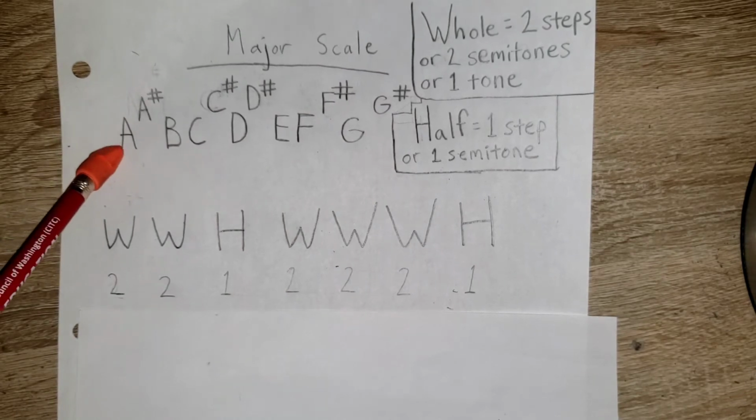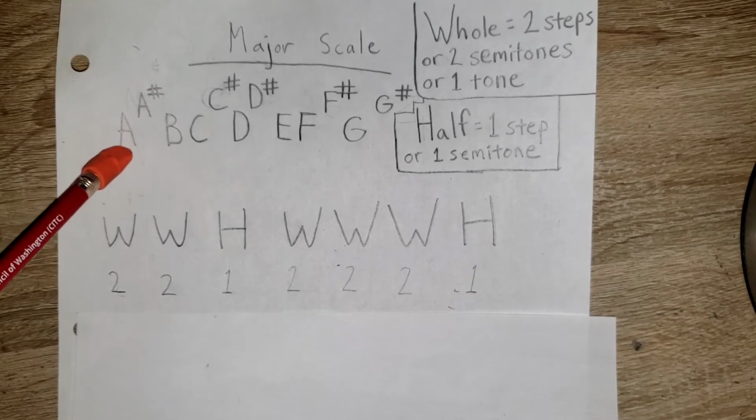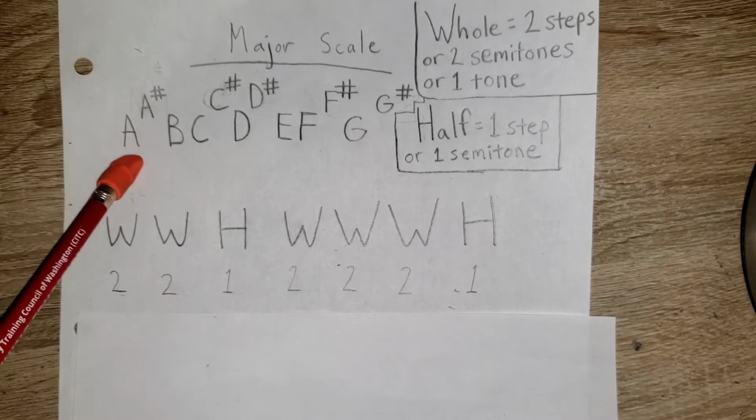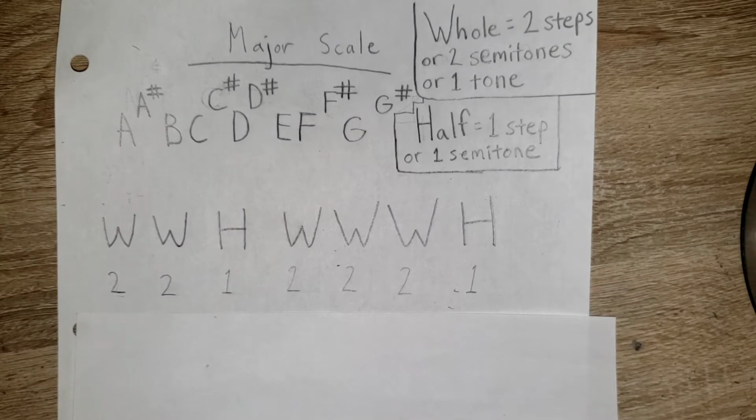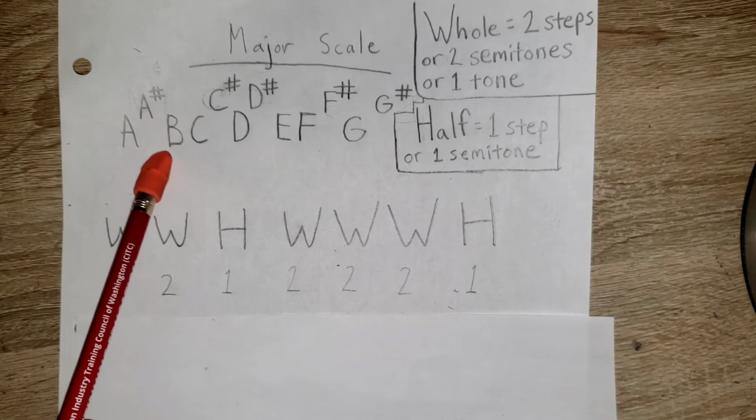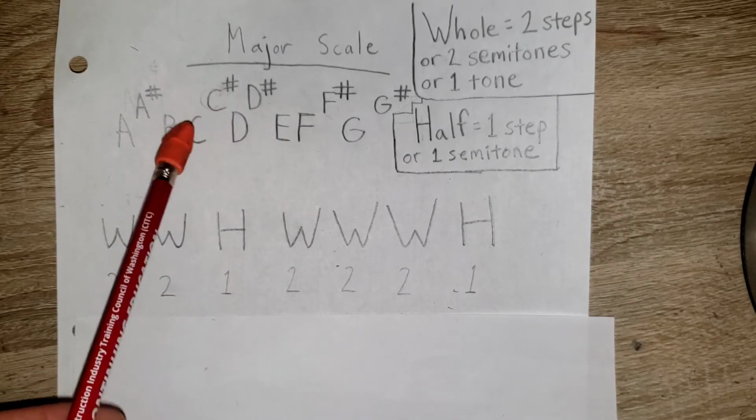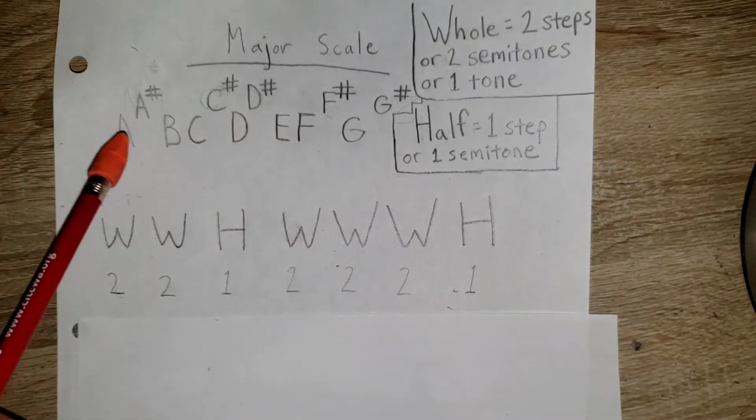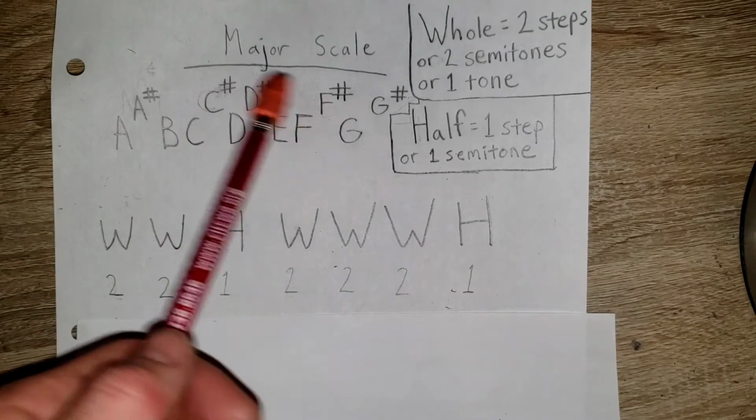So let's start on A. After the A is where you start counting. So we're on A, 1, 2, B. That's a whole. If we're going to also go a whole from B, we're going to go 1, 2, and we're going to land on C sharp. So it does not matter if we have sharps or if we don't have sharps. It's still 1 step, 1 step. So we're going to go up those 2 steps.